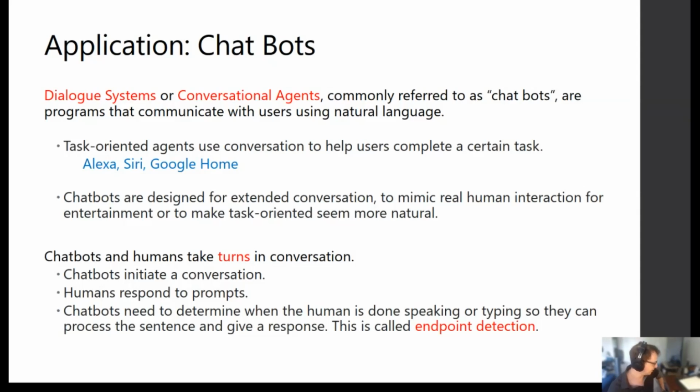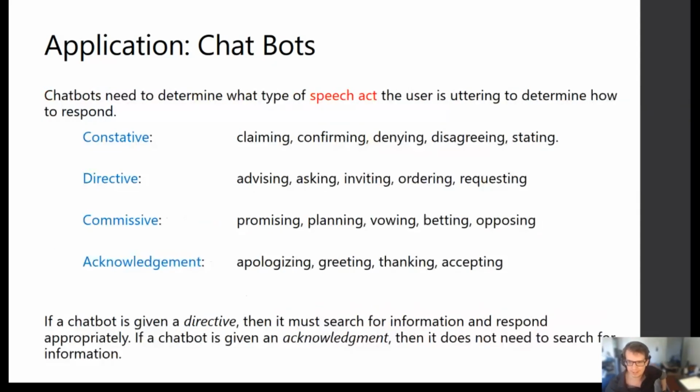So chatbots, things like Alexa, I'd give centaurs a good 4 out of 5. Chatbots, things like Alexa, Siri, Google Home, these are things that have conversations with humans to finish tasks. There's different types of speech tasks that are used.